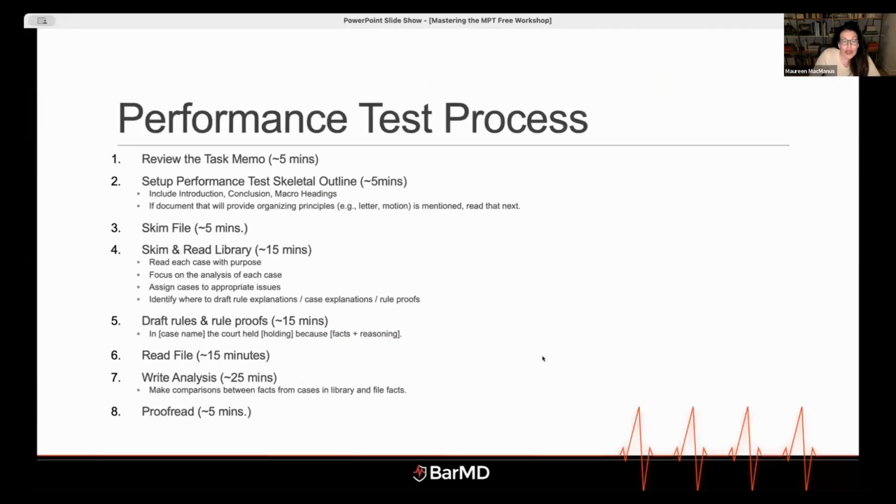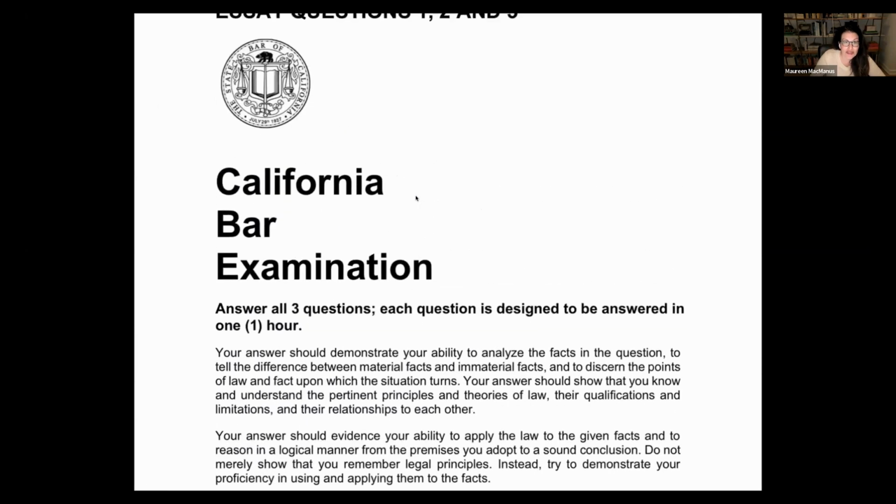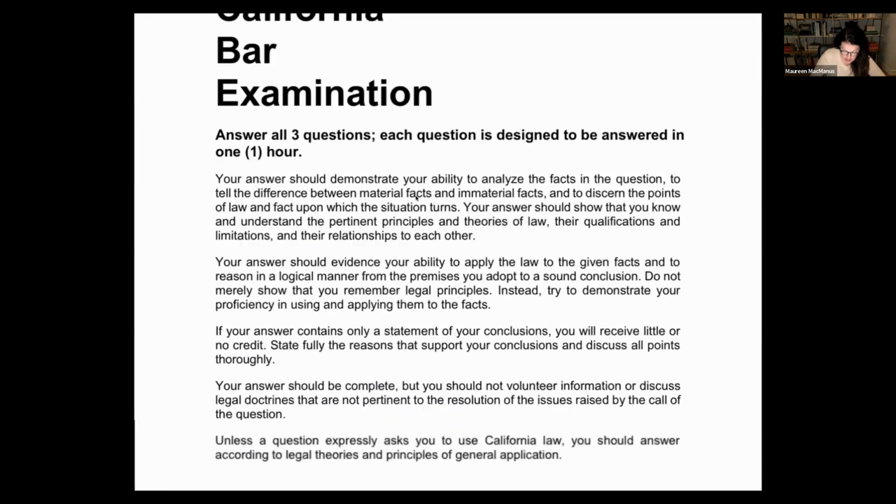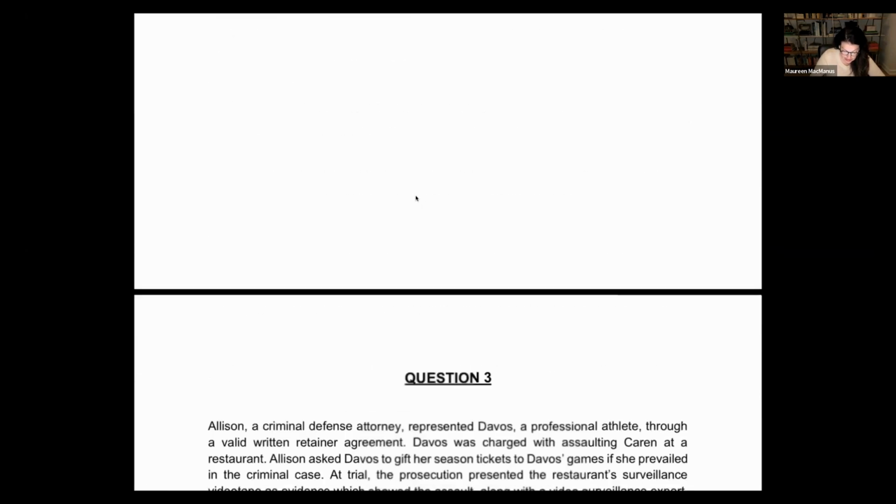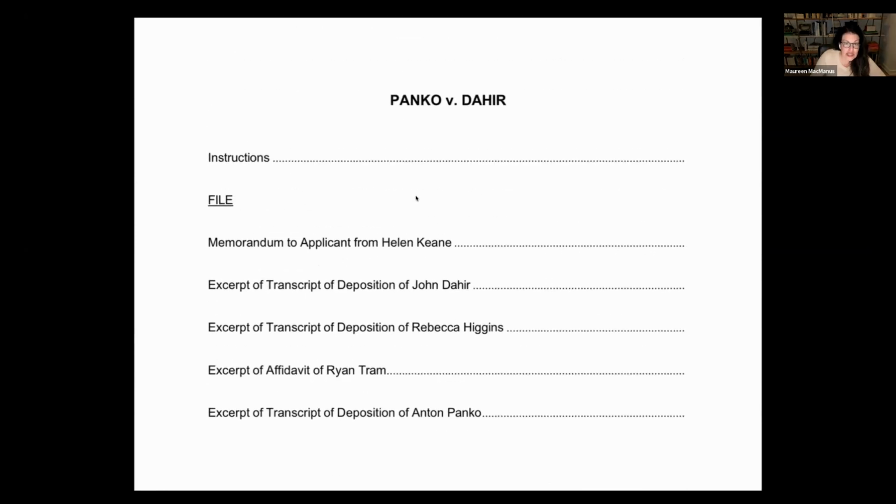All right, so we are going to dig into the February 2024 California PT now. Y'all should be able to see what's on my iPad, which is the February 2024 materials. I'm going to scroll down to the PT. So it's Panko V to here.